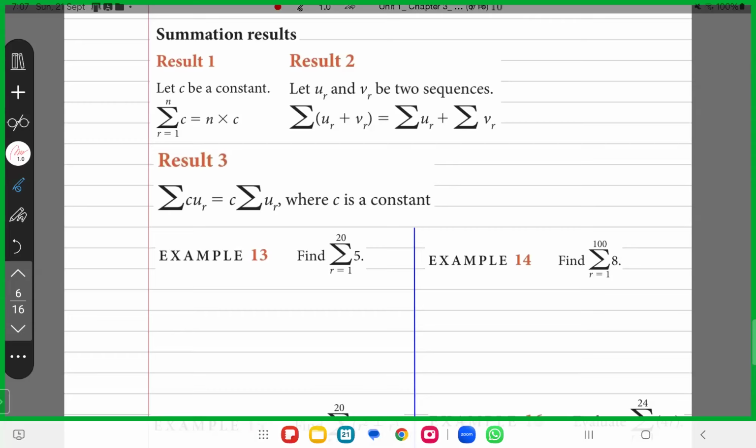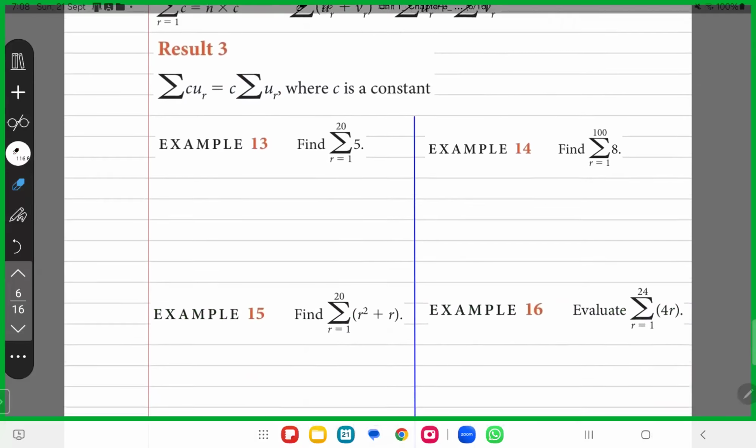Result 3 is saying that if you have a sequence UR and it's being multiplied by a constant, that it is the same as saying the constant multiplied by the series itself. So here, the constant C is a part of the general term. And here, what you have is this entire series being multiplied by the constant. In other words, you sort of pull the constant out. All right, let's see some of this in action.